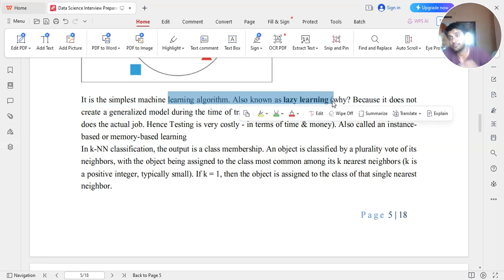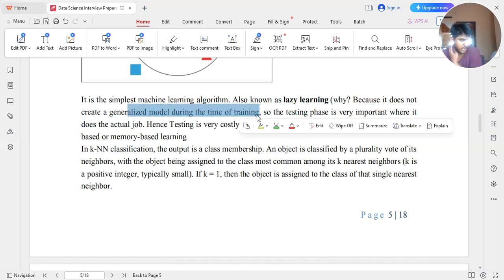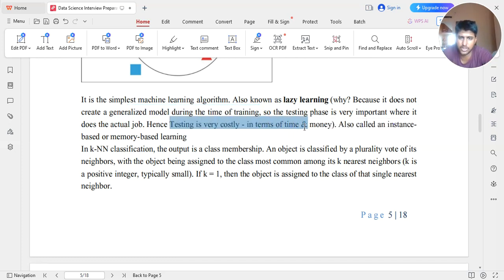Why is it lazy learning? Because it does not create a generalized model during the time of training. So the testing phase is very important. Actual testing is very costly in terms of time and money, and it is also called instance based or memory based learning.